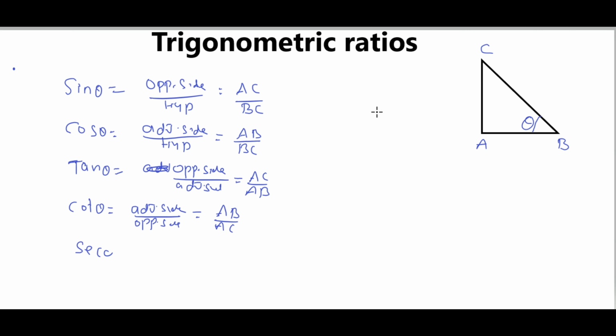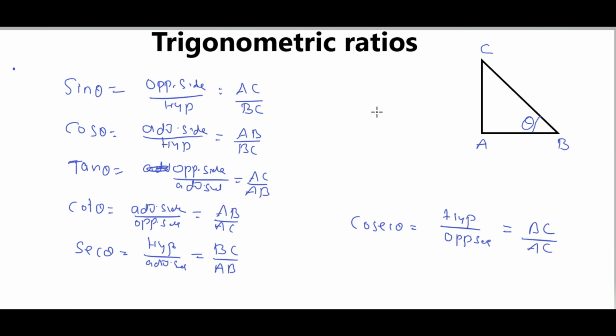Secant theta is equal to hypotenuse by adjacent side. Hypotenuse is BC by adjacent side AB. And the last one, cosec theta is equal to hypotenuse by opposite side. Hypotenuse is BC by opposite side AC. These six are called trigonometric ratios.